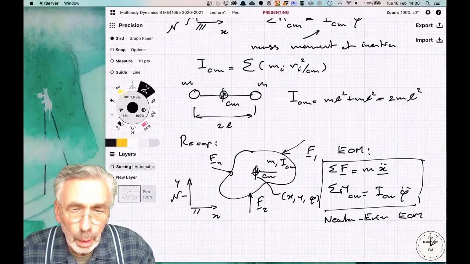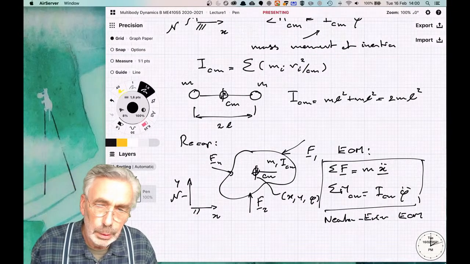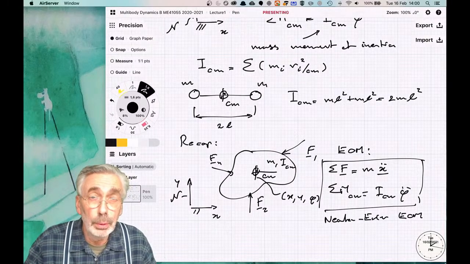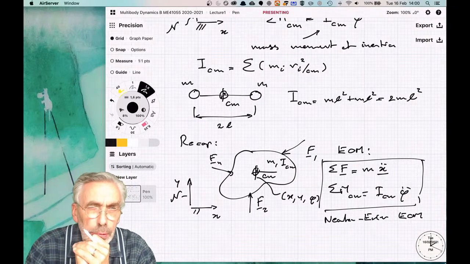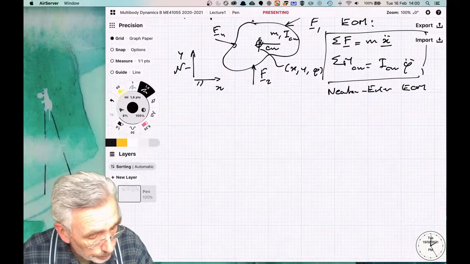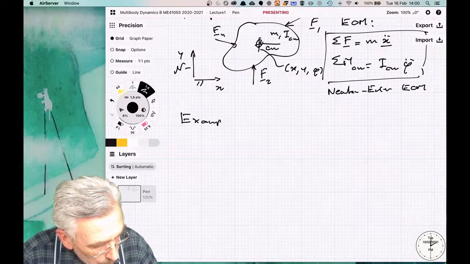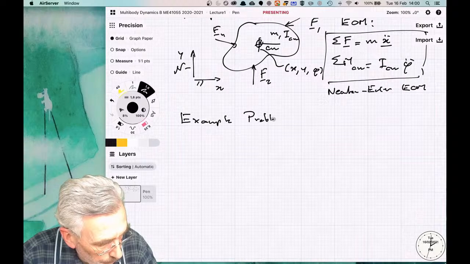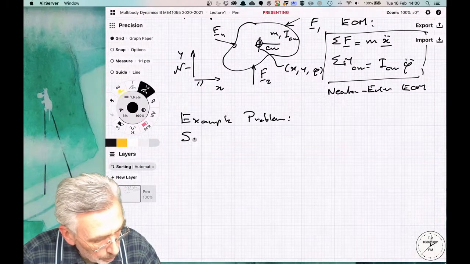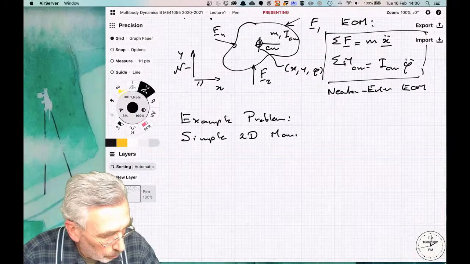Now, to demonstrate the usage of this, we need problems, right? Otherwise, yeah, what do you do with the equation? Oh yeah, wow, nice equations, let's look at them. No. So we need a problem. And as an example problem, I want to look at the following thing. An example problem would be the following thing. It's a simple, we like simple things, simple 2D manipulator.